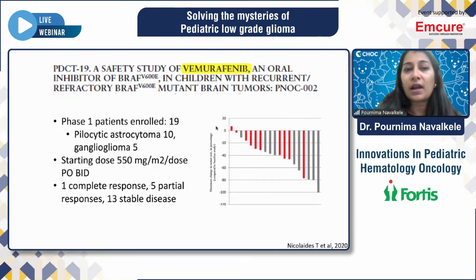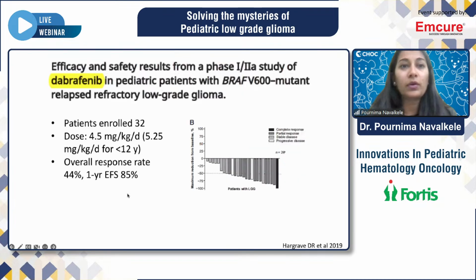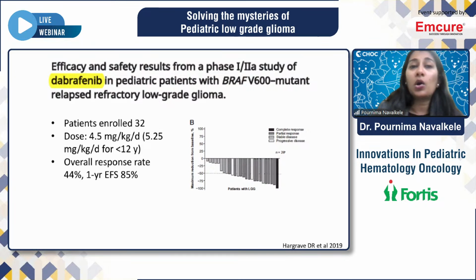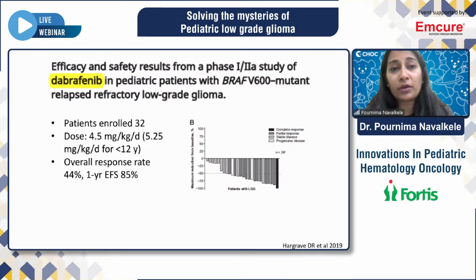Vemurafenib has been tested out and a dose was found, and it's a good drug to be given for recurrent refractory types of tumors where there is a BRAF V600E mutation noted. Dabrafenib has been tested. It has a slightly better CNS penetration than vemurafenib for BRAF V600E mutant tumors.